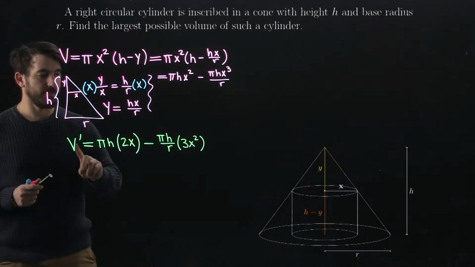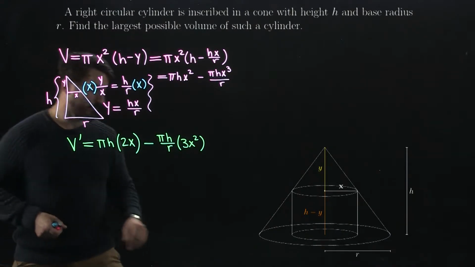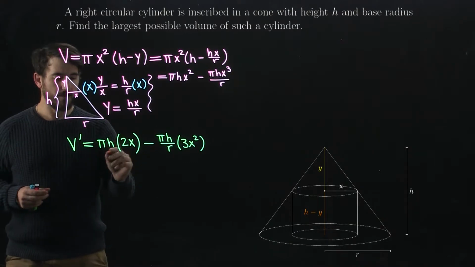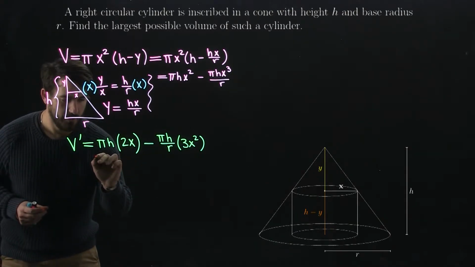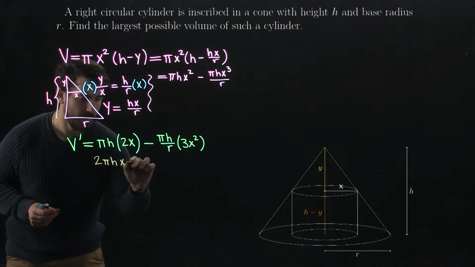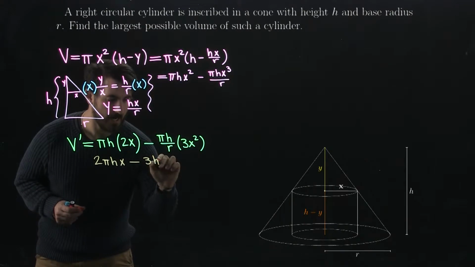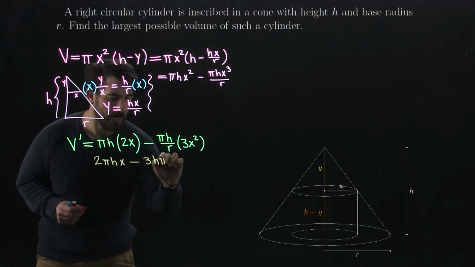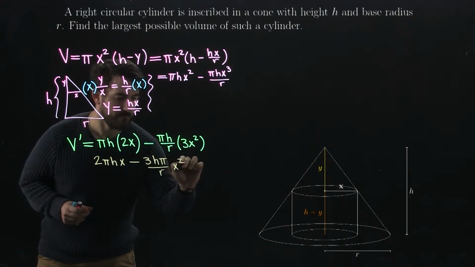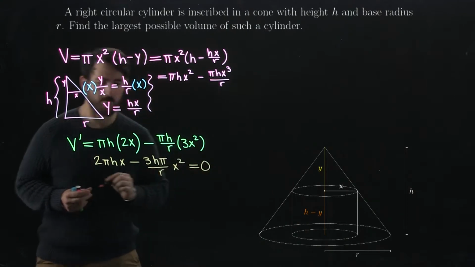Now that I have the derivative, I want to set this equal to 0. So I'm going to rewrite this and set this equal to 0, doing a little moving around as I rewrite it. So this is going to be 2 pi h x minus 3 h pi over r times x squared, and this is set equal to 0.